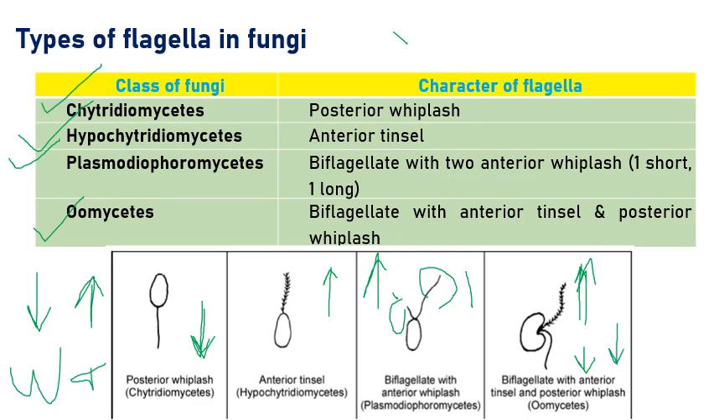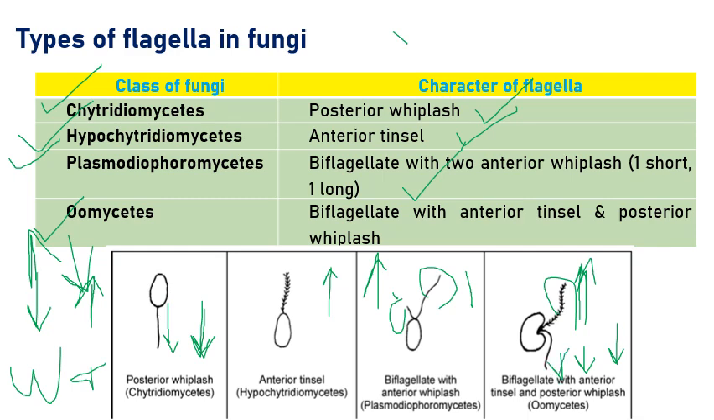Anyway, let me come once again. If the flagellum contains hair, it is called a tinsel. If the flagellum contains no hair, it is called a whiplash. If the flagellum is in an upward direction, it is called anterior. If it is in a downward direction, it is called posterior. So the first one is posterior because it was in a downward direction. Posterior whiplash type is present in Chytridiomycota. Anterior tinsel, Hyphochytridiomycota. Biflagellate with two anterior whiplash, one short and one long, example Plasmodiophoromycetes. Next one is biflagellate with anterior tinsel and posterior whiplash, example Mycota. It's very important.